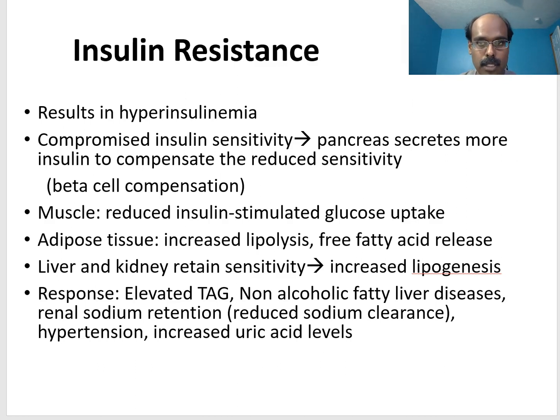Insulin resistance is the key, and in response you have elevated levels of triglycerides. We know that metabolic syndrome or type 2 diabetes is associated with non-alcoholic fatty liver disease, elevated levels of triglycerides and fat accumulation. There would also be renal sodium retention, and that would cause hypertension, or increased blood pressure, and increased uric acid level. Altogether this again causes inflammation and damage to the kidney.